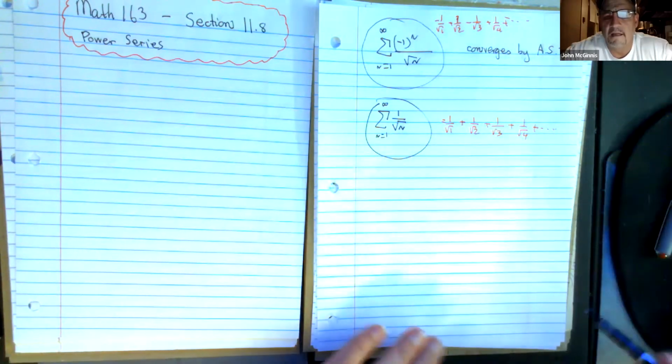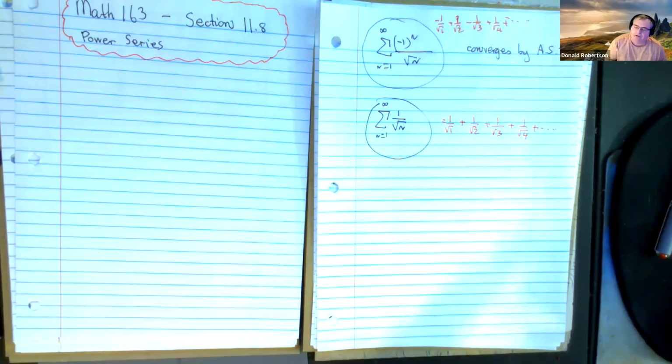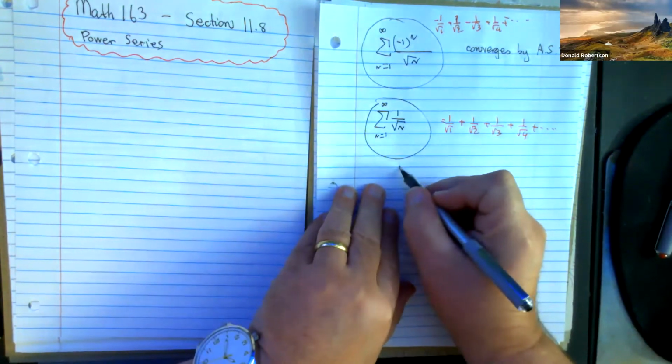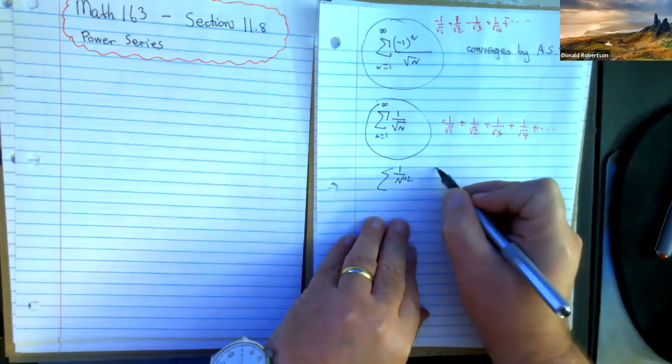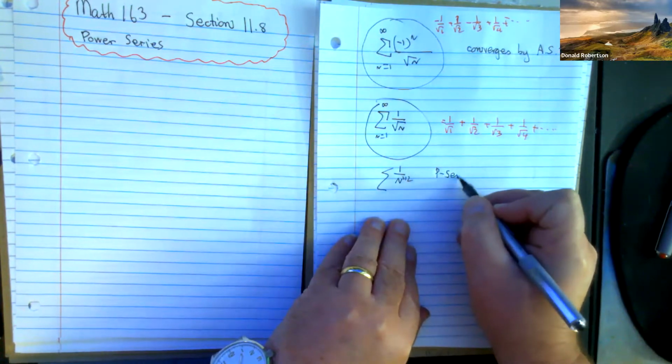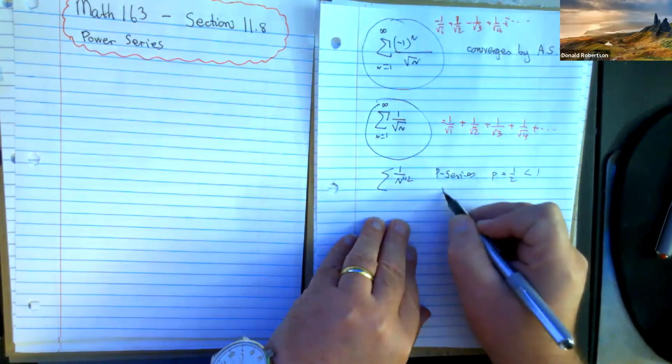Yeah. Right, now, we know that the original series converges because you can prove it converges by using the alternating series test. If I rewrite this guy as 1 over n to the half, can you see that it's a p series? Yes. And p is less than or equal to 1, so it diverges. Yes.